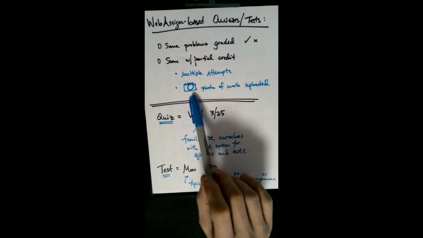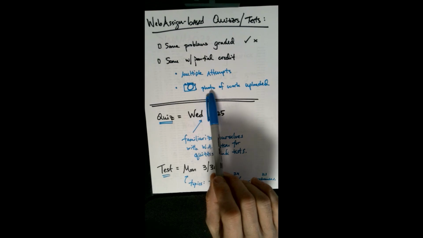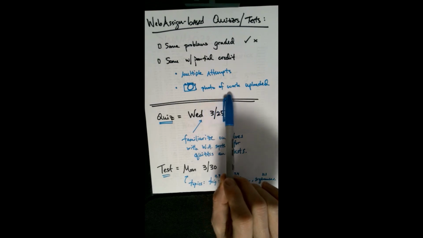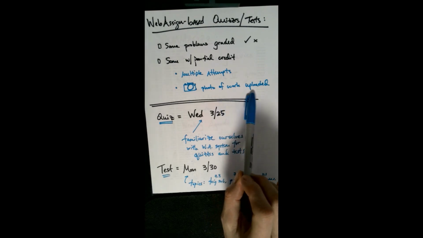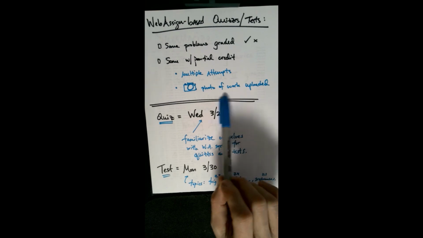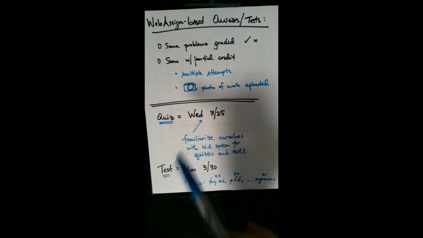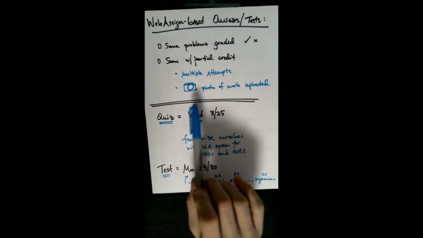Another way that we can assess partial credit is through taking a photo of your work. WebAssign actually has a tool that allows you to upload a picture and associate it to your working of a particular problem as you're going through a quiz or a test. So that'll be a really helpful way for the work associated with any particular problem to be conveyed to your instructor for an opportunity to get some partial credit.